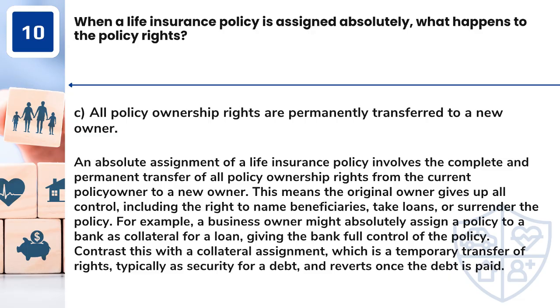This means the original owner gives up all control, including the right to name beneficiaries, take loans, or surrender the policy. For example, a business owner might absolutely assign a policy to a bank as collateral for a loan, giving the bank full control of the policy. Contrast this with a collateral assignment, which is a temporary transfer of rights, typically as security for a debt, and reverts once the debt is paid.